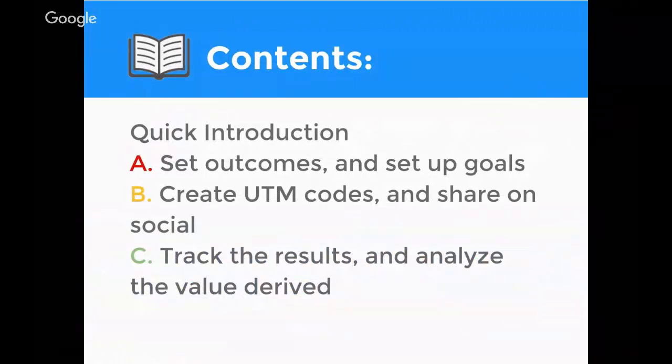And then what I've done is break this into sections essentially, which become ABC. And it is about setting outcomes and then setting up goals in Google Analytics that match those outcomes. The next one, B, is to create what now is probably old language, but it's still very much around, which is UTM codes, and then share those on social. Don't worry about that yet. We'll come to that. And then C, you want to track the results and analyze the value that you derived. All of that will then give you a good idea of your ROI for social.